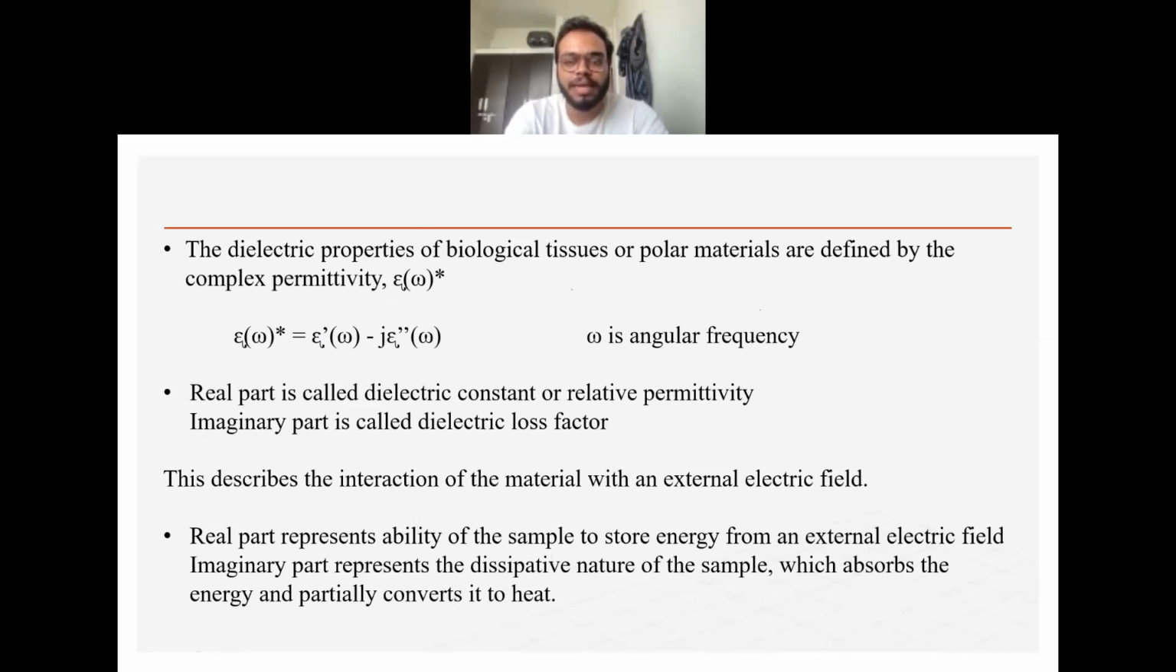The dielectric properties of materials are defined using a complex permittivity. Here you can see the formula. There are two parts in this formula, the real part and the imaginary part. The real part is the dielectric constant. It represents the ability of a material to store electrical energy when an external electric field is applied. And the imaginary part is called the dielectric loss factor. It represents the electrical energy that is absorbed and partially converted into heat.